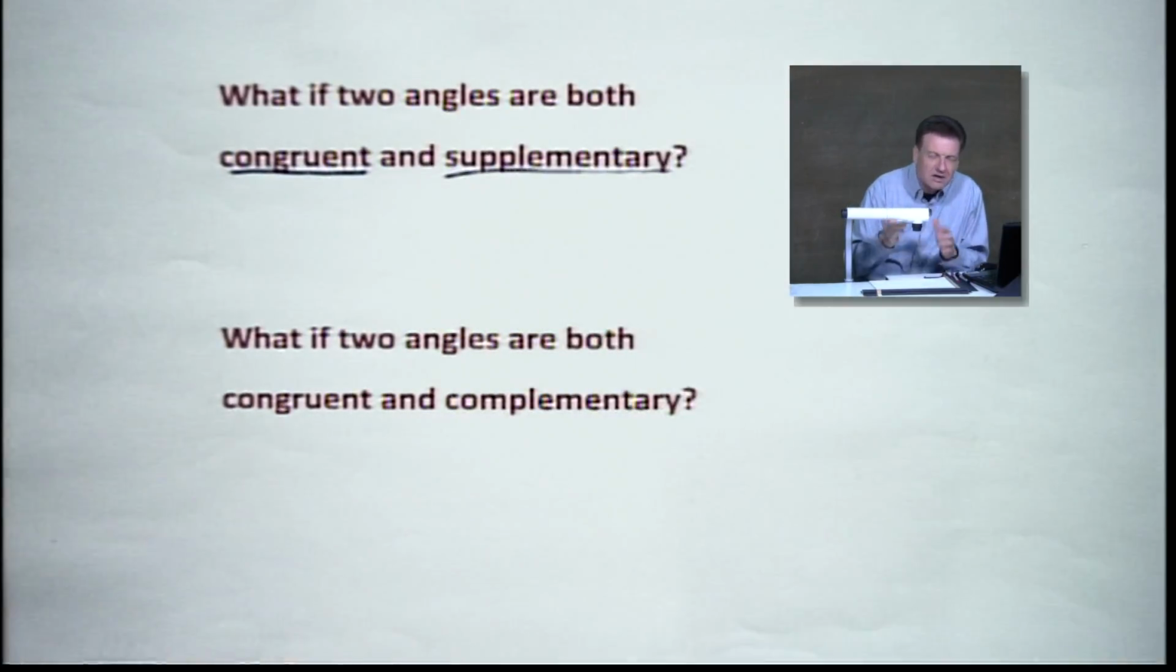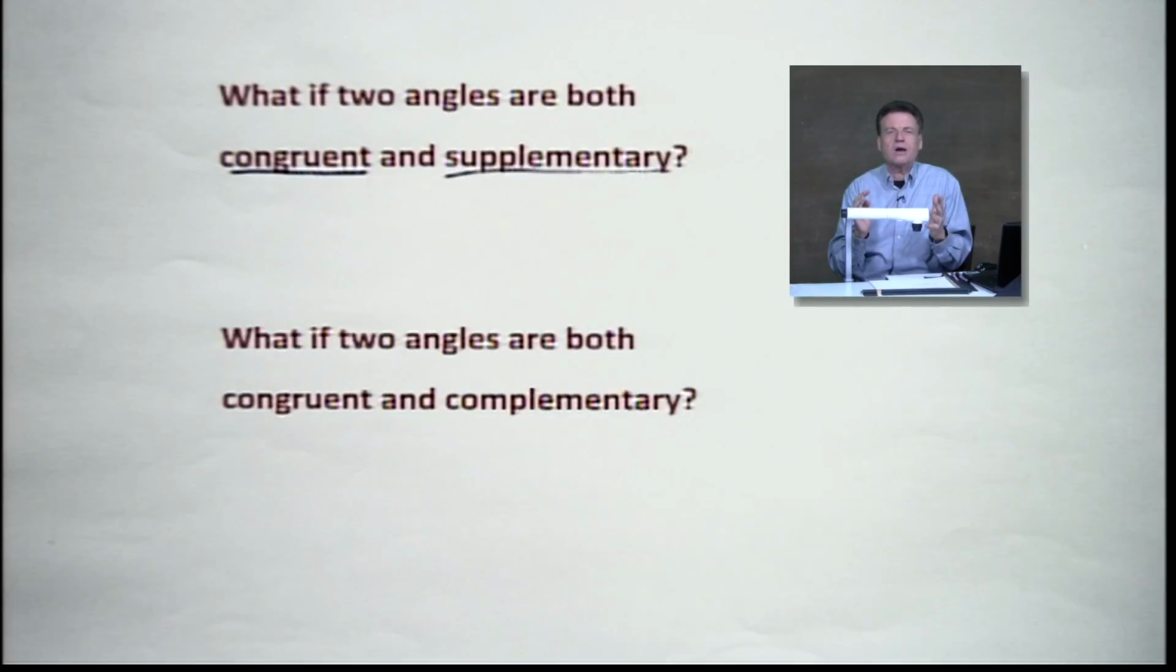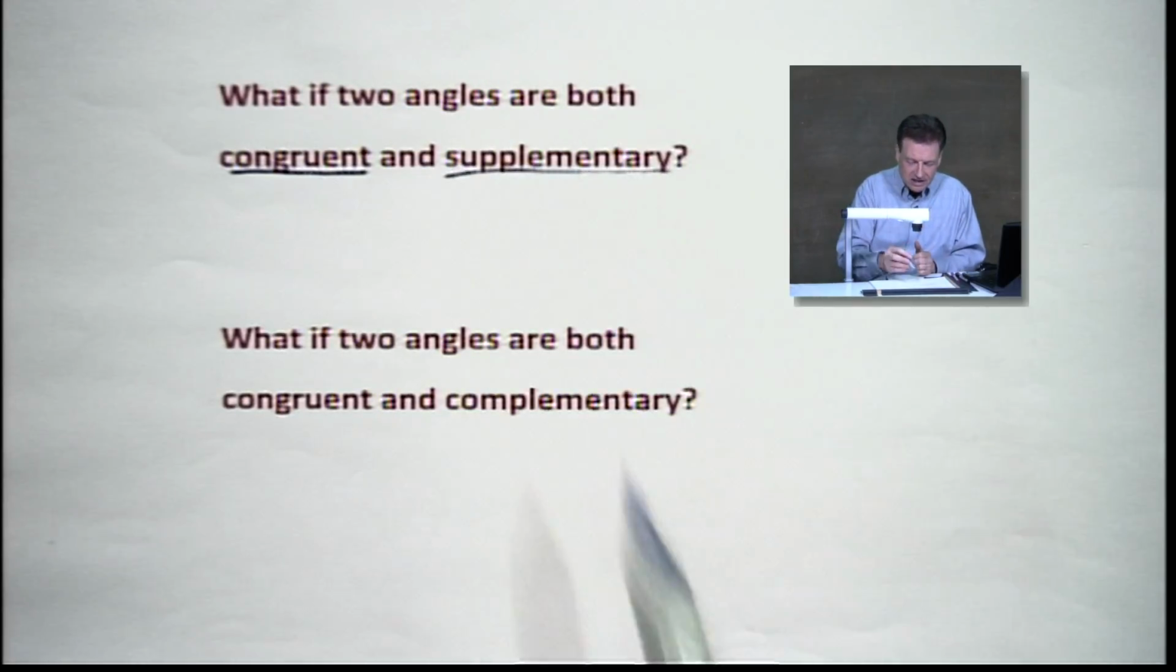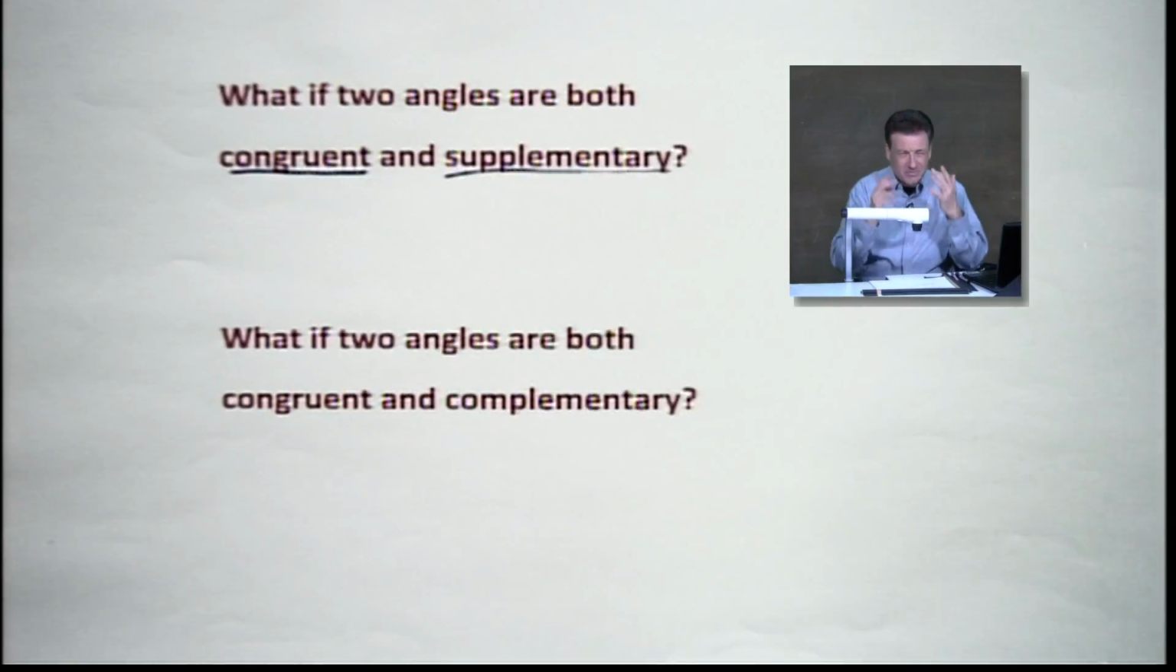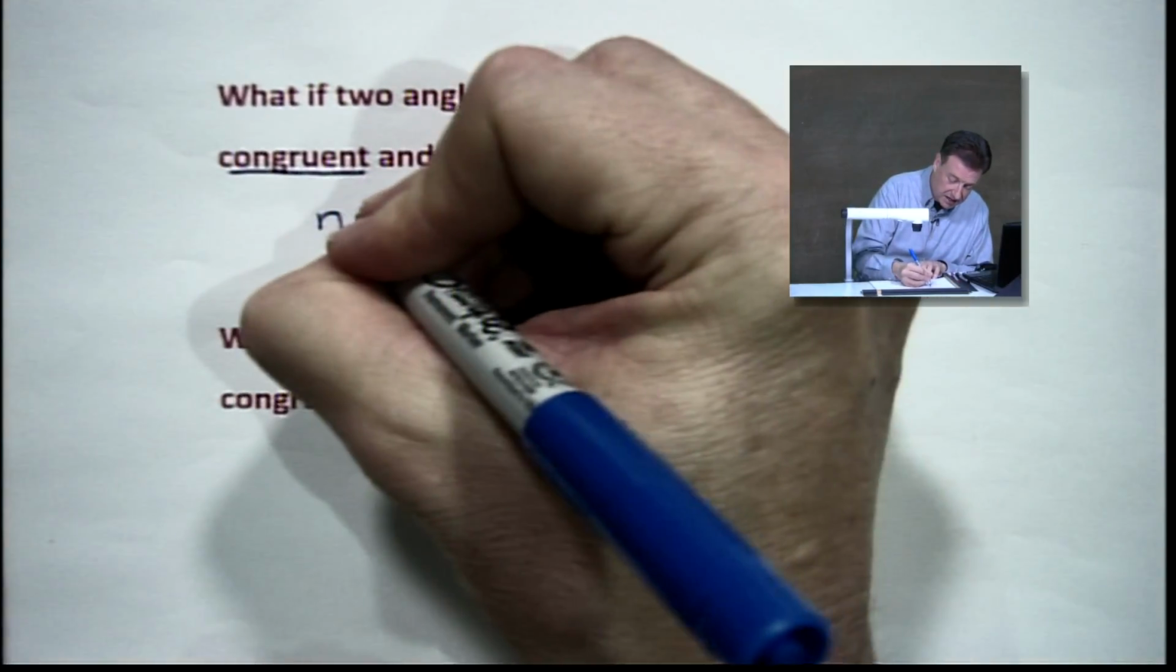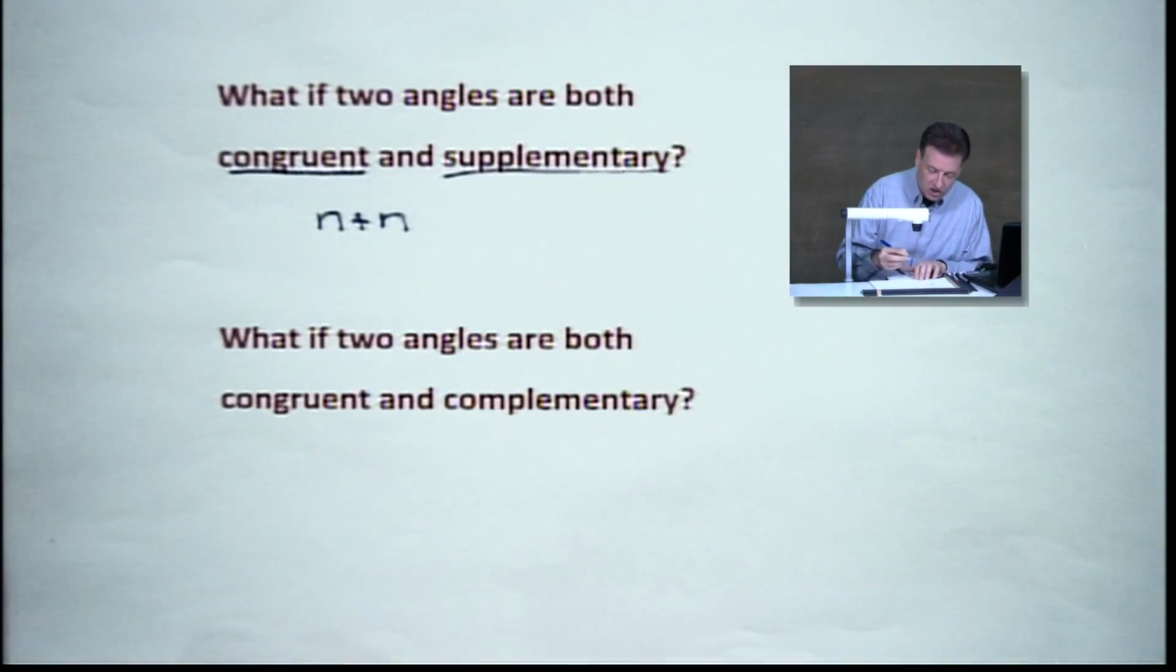So there are 2 important words. That's why, folks, vocabulary in geometry is so important. You know what these words mean. You know what these terms are all about. So we're saying something that's the same. Well, I'm talking 2 angles. I don't know either one of them, but I know they're the same. So let's call them n. How about it? n, and n, and we add up to supplementary.